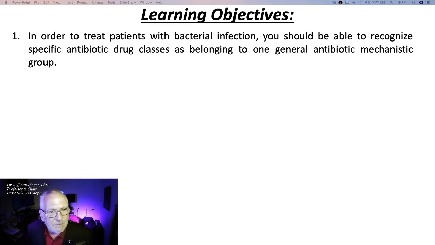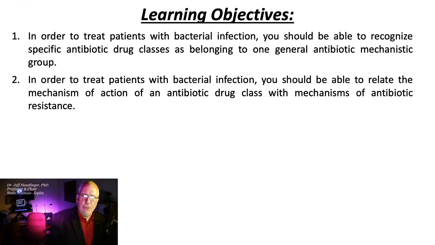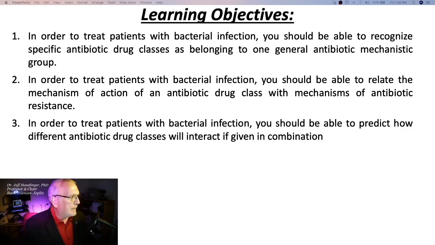There are 5 learning objectives in this lecture, starting with, in order to treat patients with bacterial infection, you should be able to recognize specific antibiotic drug classes as belonging to one general antibiotic mechanistic group. You should be able to relate the mechanism of action of an antibiotic drug class with mechanisms of antibiotic resistance. Learning objective 3, you should be able to predict how different antibiotic drug classes will interact if given in combination.